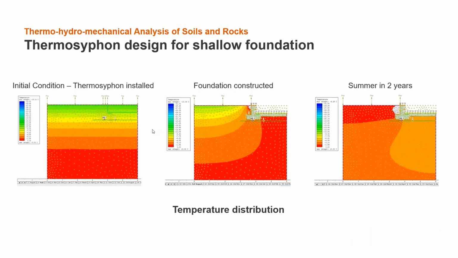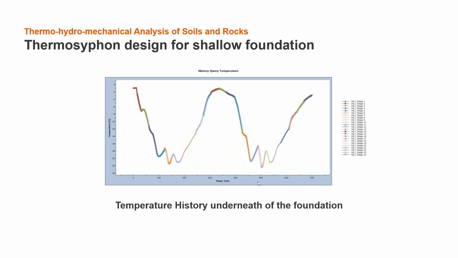And here is the contour of the temperature distribution, and you can see from the contour that the point below the foundations was frozen for another 3 cases. We can also look at the temperature history of that point, and you can see that throughout 2 years, the temperature was always maintained below the freezing point.